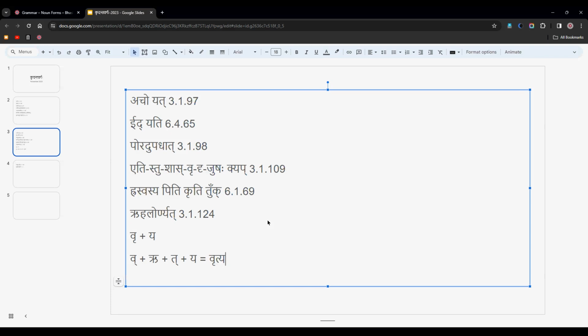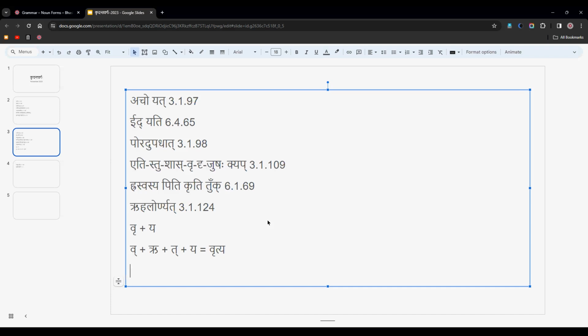Then we have dritya also. Dritya, same, no change. Like dru plus tya, dritya, etc. Right?